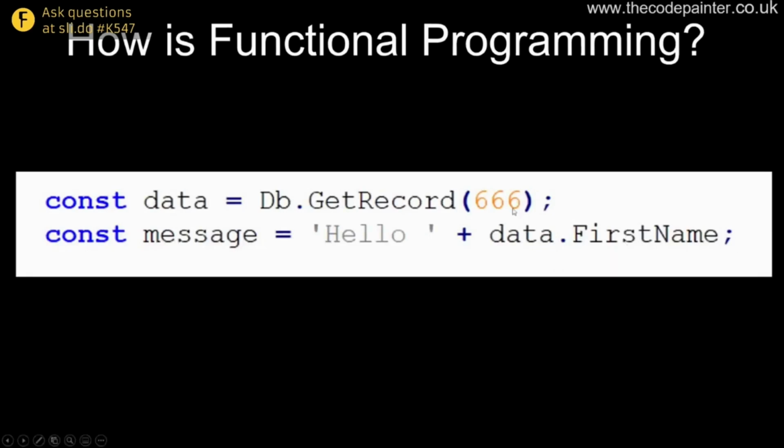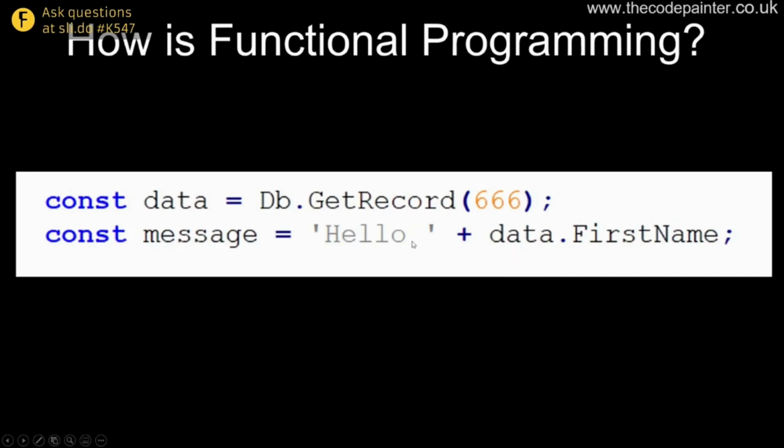So I've got a hypothetical DB get of some description. I don't really know what it's doing, I don't really care. And it's getting a record based on an ID. And inside this is a data object of some kind. I'm imagining it's user data or something of that sort. And I want to say hello to whomever's details I've just fetched, possibly the devil. And I will call first name on that and put it into a string.